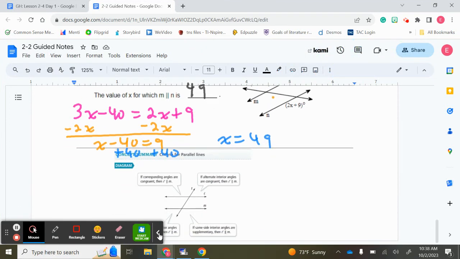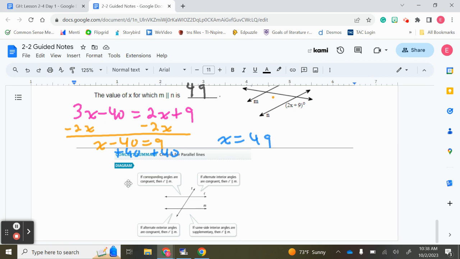All right, this is just a recap. If corresponding angles are congruent, then L is parallel to M. If alternate interior angles are congruent, then L is parallel to M. If alternate exterior angles are congruent, then L is parallel to M. If same side interior angles are supplementary, then L is parallel to M. And then if same side exterior angles are supplementary, L would also be parallel to M.